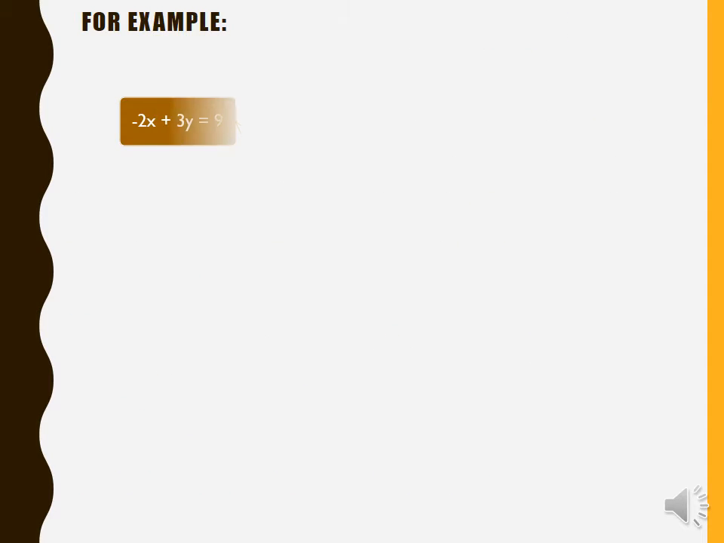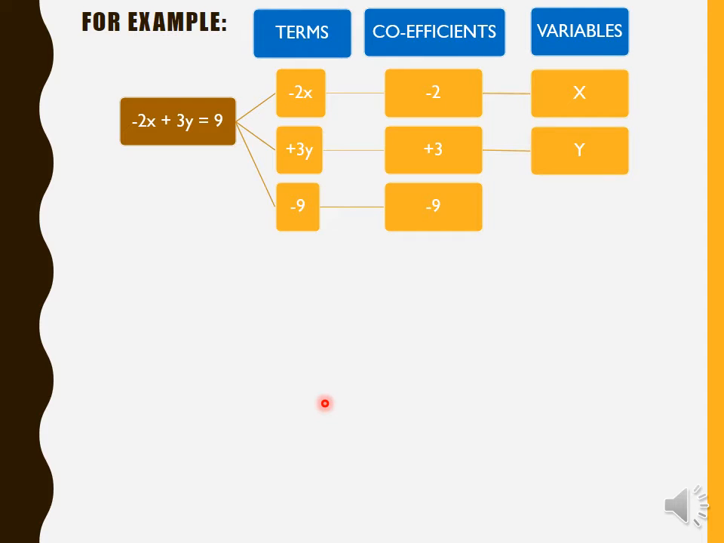For example, if we take the linear equation -2x + 3y = 9, then we can divide this linear equation into three parts. Each of these parts is known as a term. -2x, 3y and -9 each are terms.